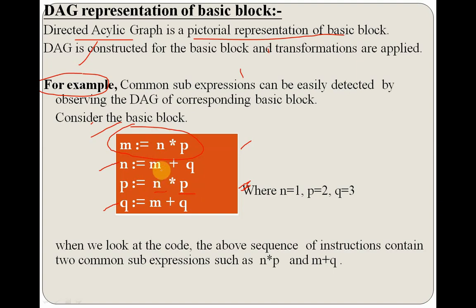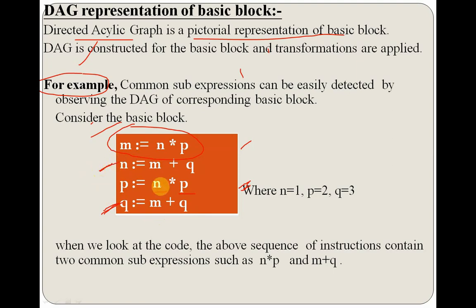Similarly, take the second one: m plus q is going to be computed in the second line as well as the fourth line. If we observe the second line and fourth line, the operands applied in this expression, m and q, are not modified since statement number 2.